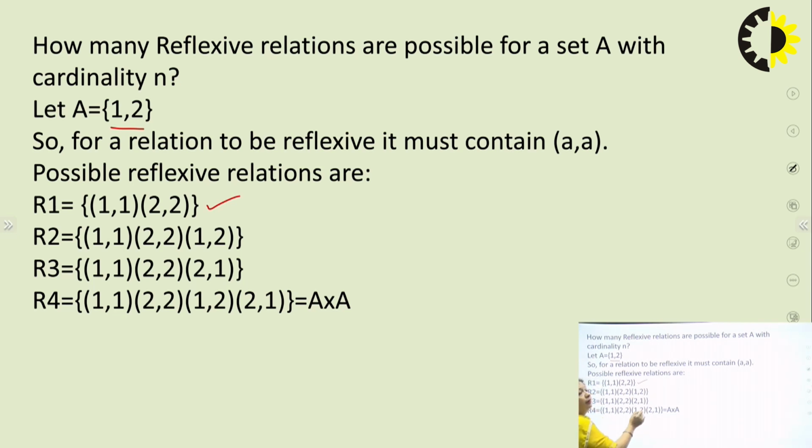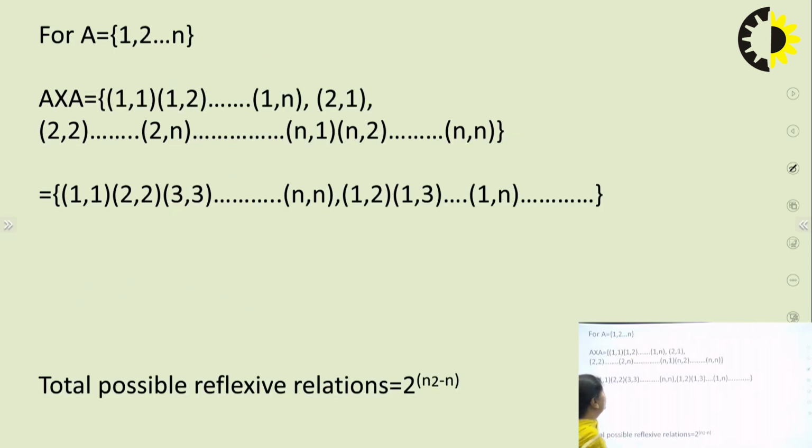Now it may contain the other elements, that is, it might have the 1 comma 2 pair, it might have the 2 comma 1 pair, or it might have all the elements, that is A cross A: 1 comma 1, 2 comma 2, 1 comma 2 and 2 comma 1. So if my A has two elements, the number of possible reflexive relations came out to be 4. These are the only possible reflexive relations for the set A with two elements. Now we'll talk about a set A which contains n elements. How many reflexive relations are possible? Let's try to solve this.